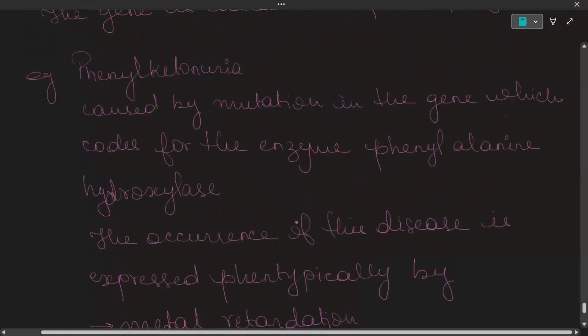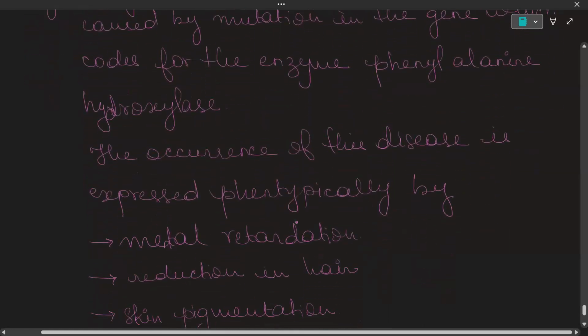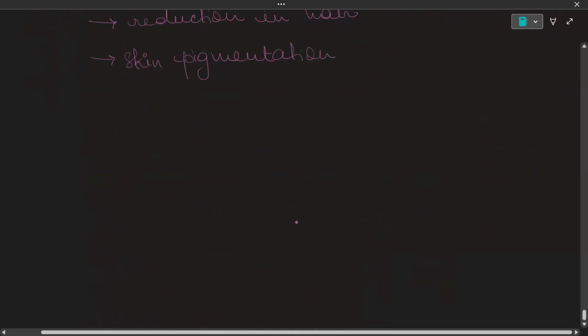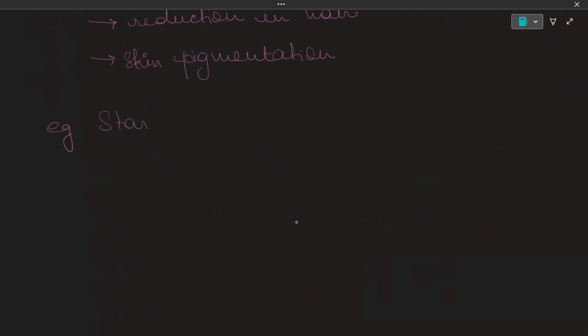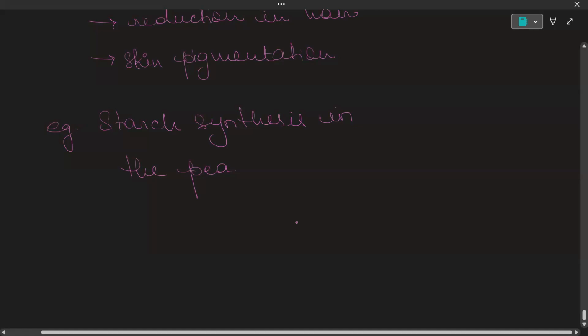Now if we talk about the example in the case of humans, then that is phenylketonuria, and if we talk about the example in the case of plants, then you can write down the example as starch synthesis in the pea. Okay, so that is another example for pleiotropic gene. Is it clear?